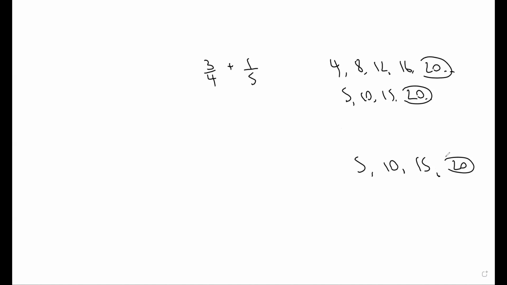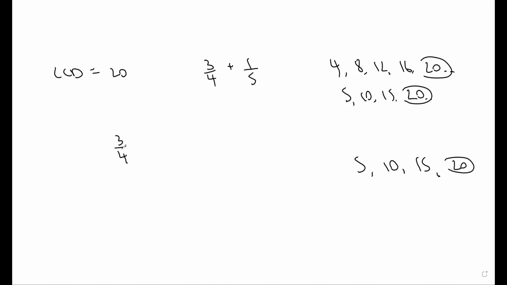What other methods are there? There's one called prime factorization, but we'll save that for later. Okay, so least common denominator is 20. So now let's take each of these and rewrite them so that we have 20 on the bottom.